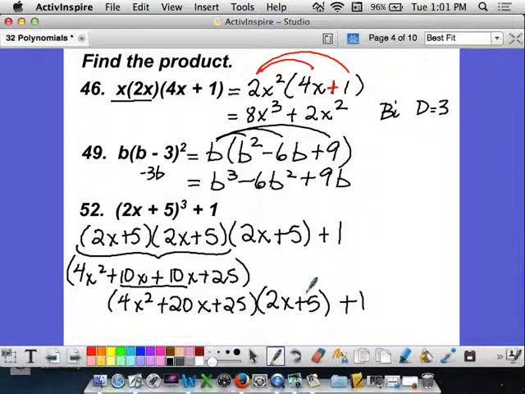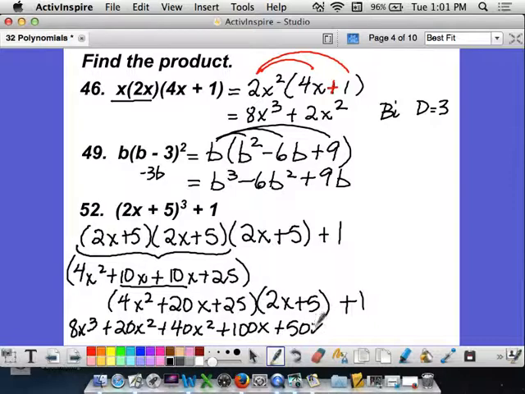So I have 8x cubed plus 20x squared plus 10x plus 40x squared, 20 times 2 is 40, plus 100x. Now distribute the 25. 25 times 2 is plus 50x. And then 25 times 5 is 125. And then don't forget to tag along out here, plus 1.